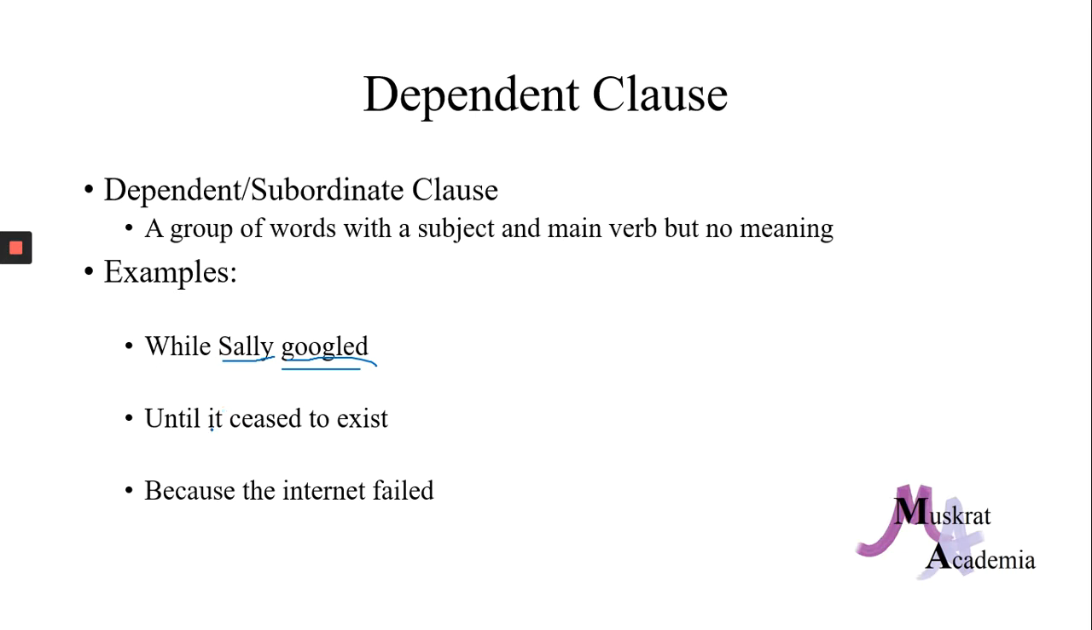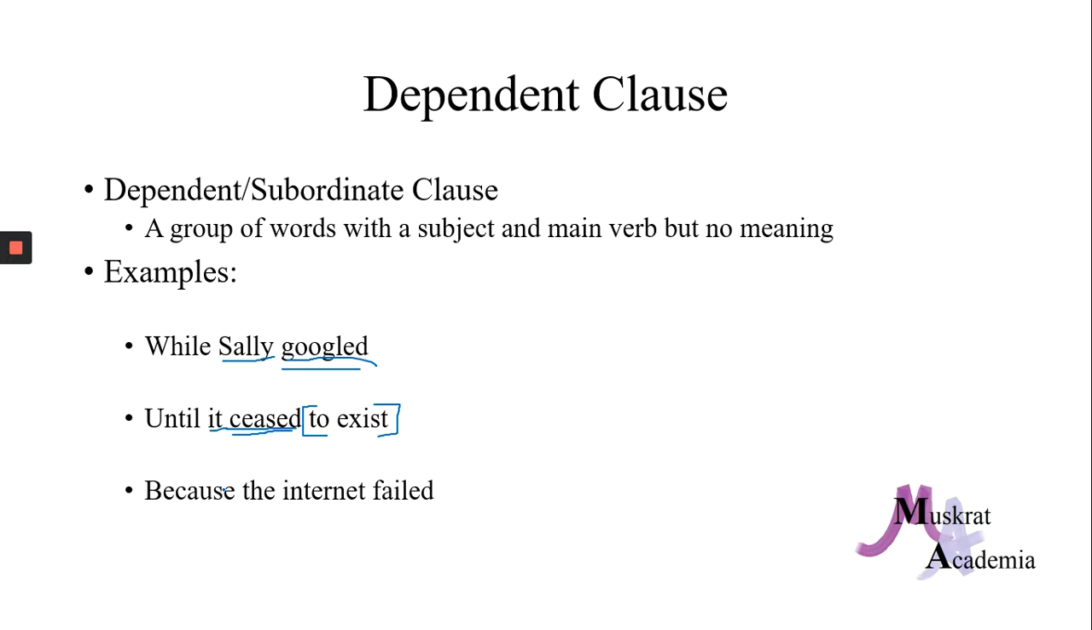Could she be Googling ancient welfare? She's actually probably Googling more fun instructional grammar videos. Until it ceased to exist. So we have to exist here, which is an infinitive, and it is our subject, and ceased is our verb. Until it ceased to exist. Well, we have subject verb, but we do not have meaning because something was going up to the point something ceased to exist. Thus, this is a dependent clause.